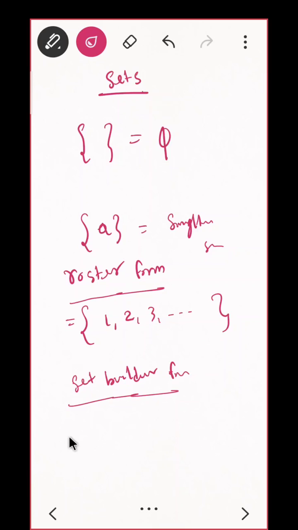And what about set builder? It will be the set of all x such that x has property p, something like that. Is it clear? Mostly we will be using this to write our sets. Is that okay? Okay. So good. So let us quickly go about the number system also. See, I'm just revising all the basic things.